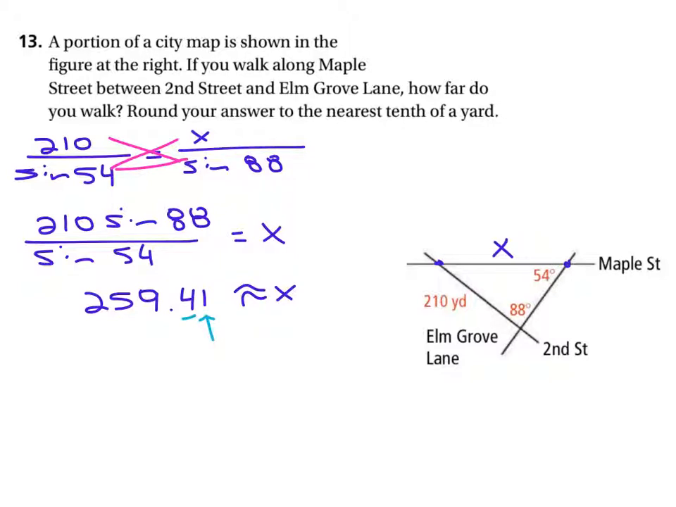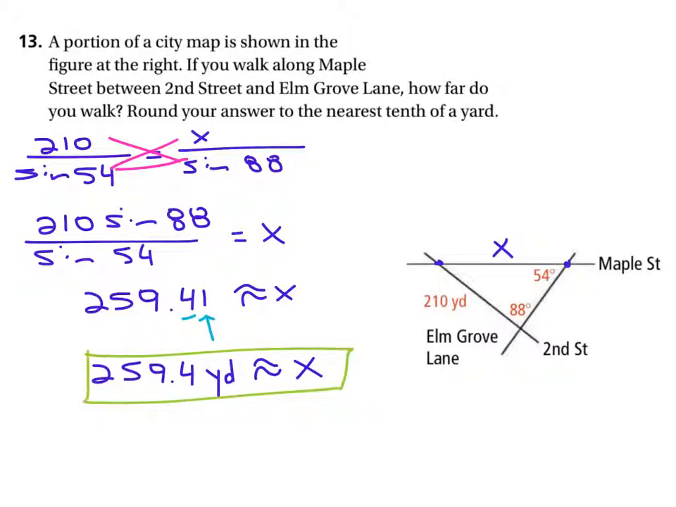Rounding to there. Is that 5 or higher? Nope, not. So we say 259.4, and we know what the units are going to be. The units are yards. 259.4 yards is approximately equal to that length, x. Done. Hopefully at this point you have locked in the idea of law of sines.